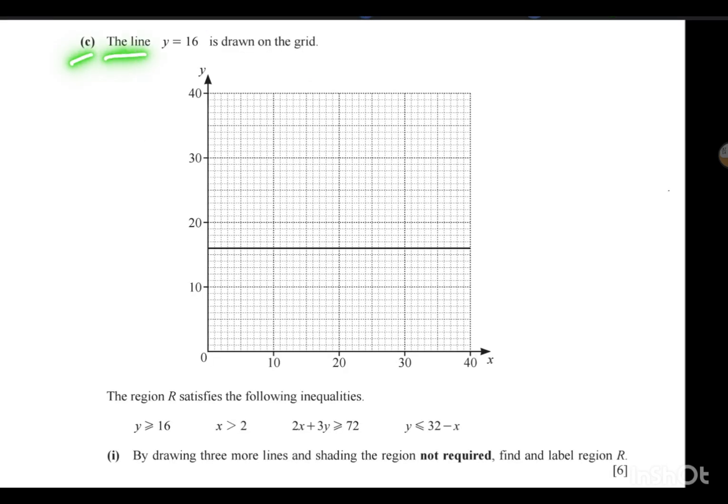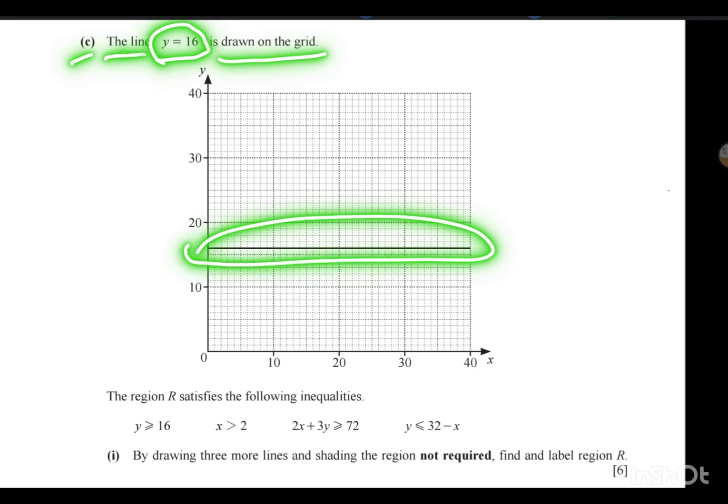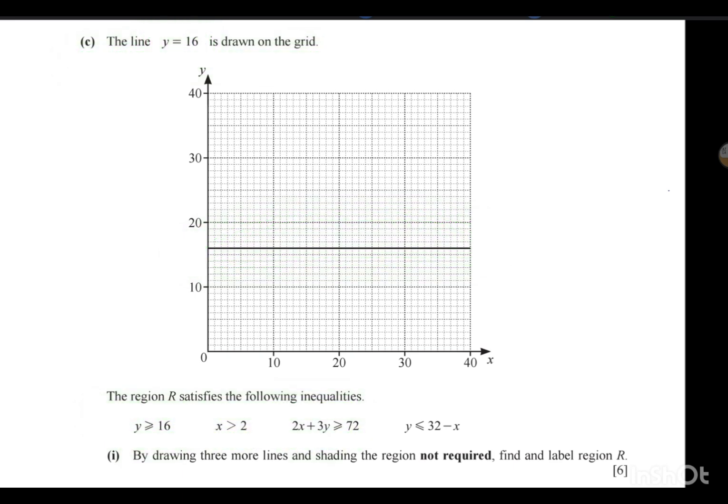Question C. The line y is equal to 16 is drawn on the grid. The region R satisfies the following inequalities: y greater than or equal to 16, x greater than 2, 2x plus 3y greater than or equal to 72, y less than or equal to 32 minus x. Question 1. By drawing 3 more lines and shading the region not required, find and label region R.